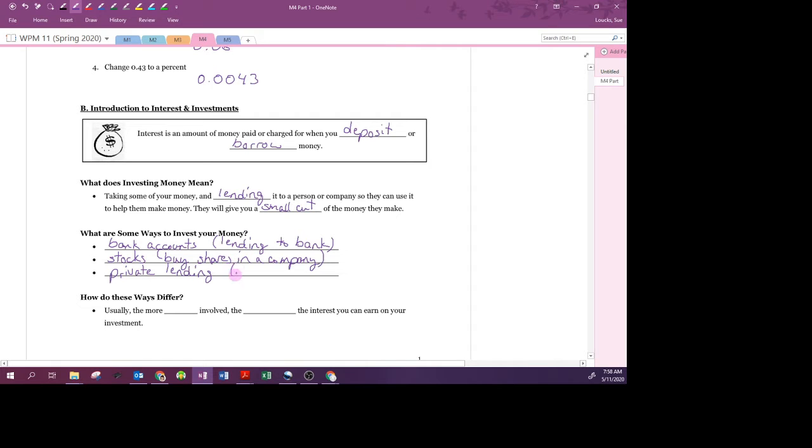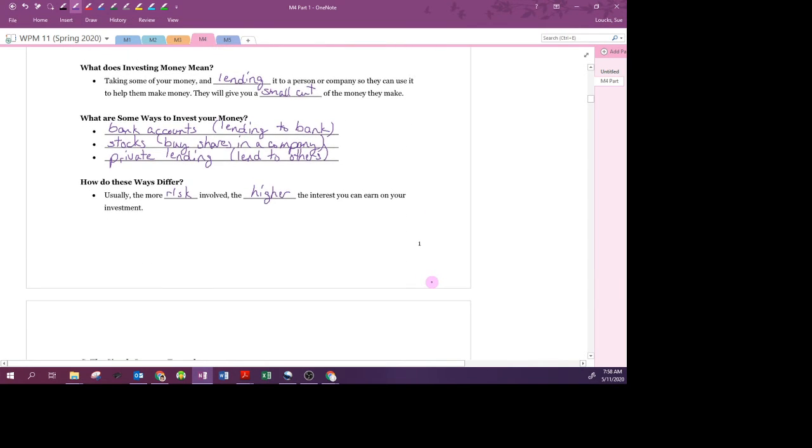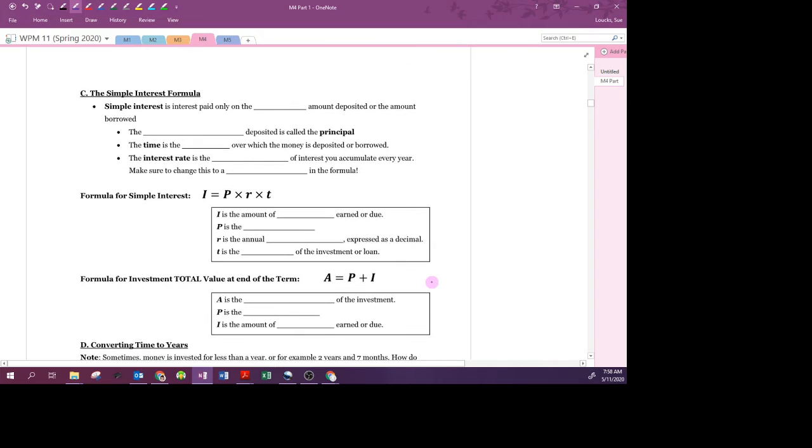Private lending is when you lend money to someone you know. There are other ways as well. How do these ways differ? Usually, the more risk that is involved, the higher the interest that you can earn. If things work out, that is. Sometimes you don't get anything if it's a really risky investment. Bank accounts are non-risky.